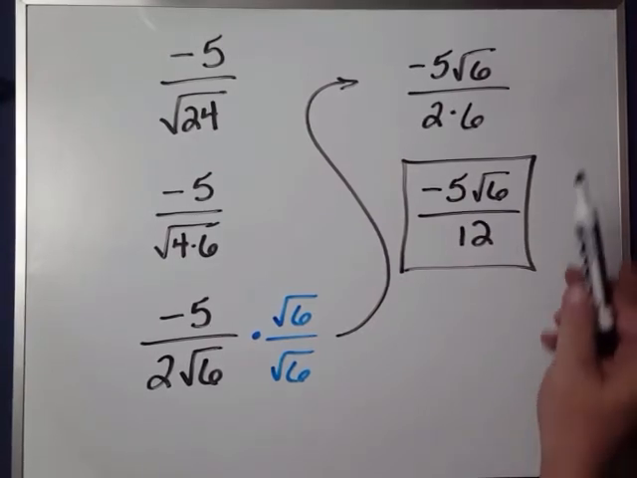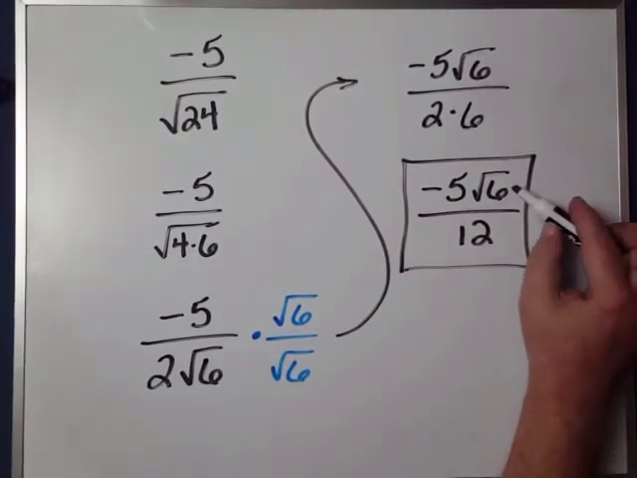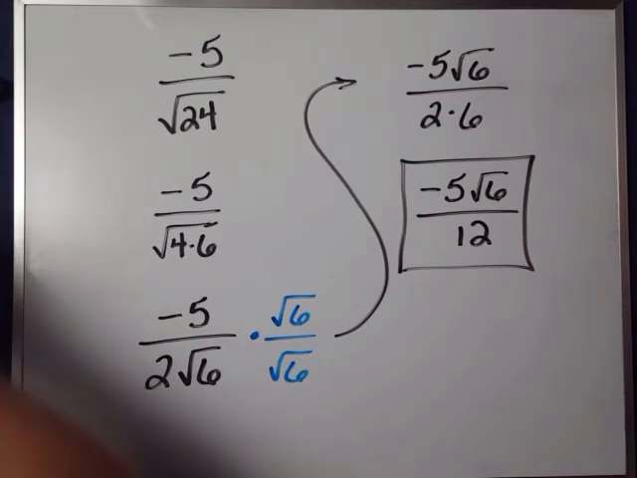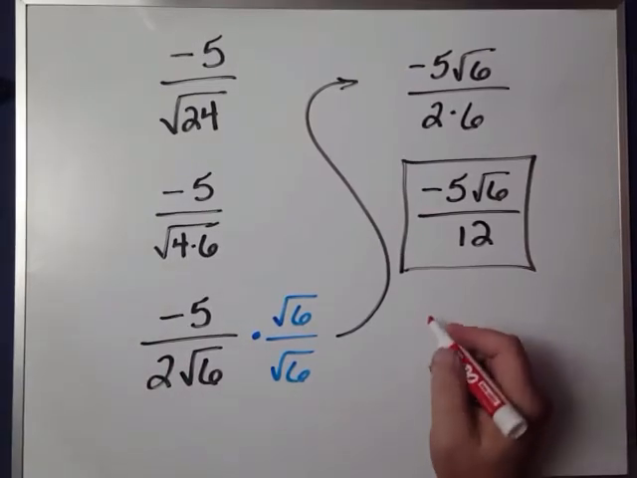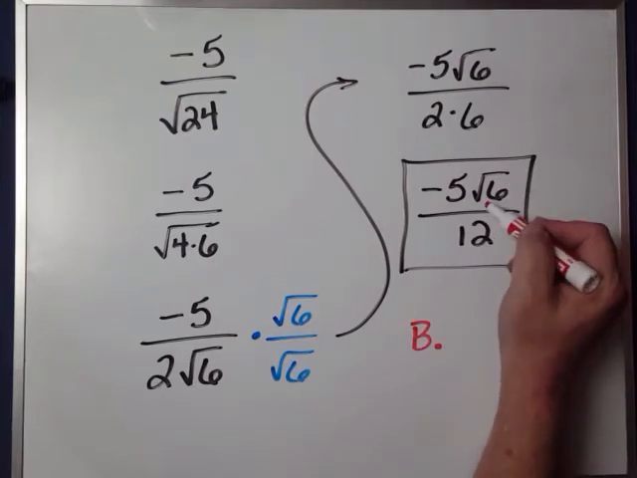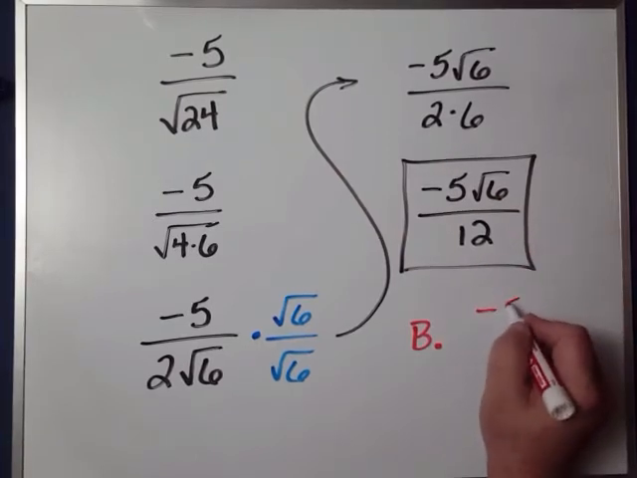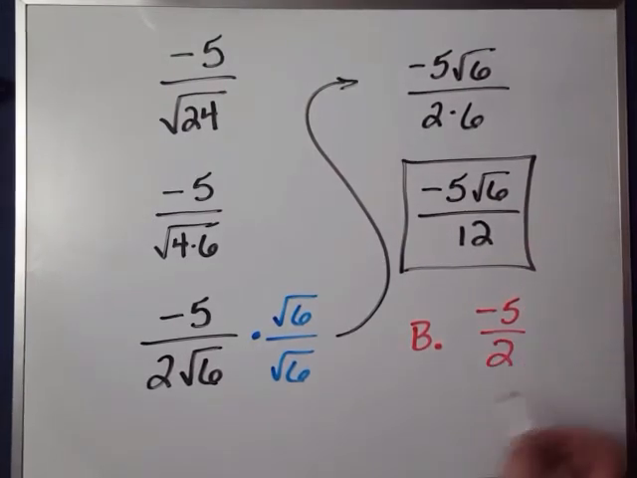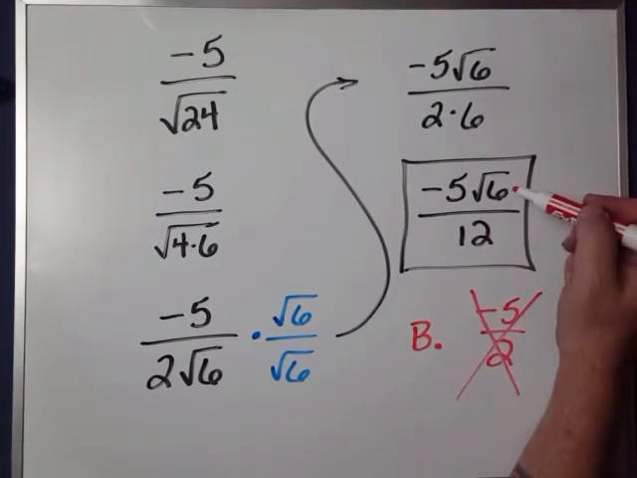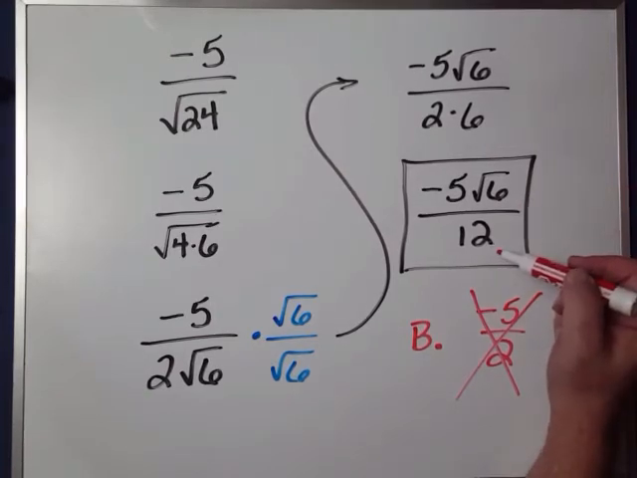A common mistake here is to try to simplify this further, canceling 6 into 12. One of my wrong answers on a multiple choice test might be if someone said, well, 6 goes into 6 once, square root of 1 is 1, and 6 goes into 12 twice. Why can't we do that? Because that 6 is an insider, inside the square root, and that 12 is an outsider.